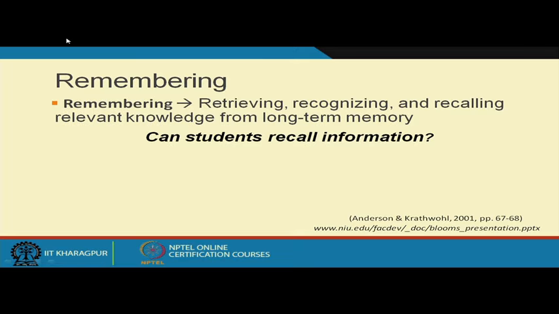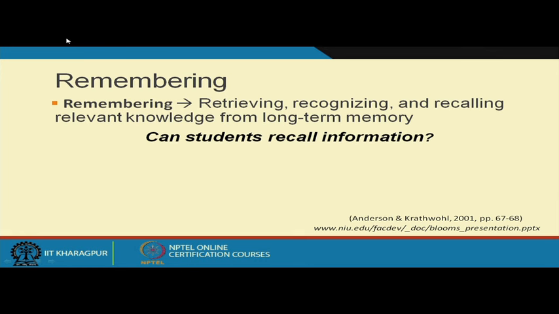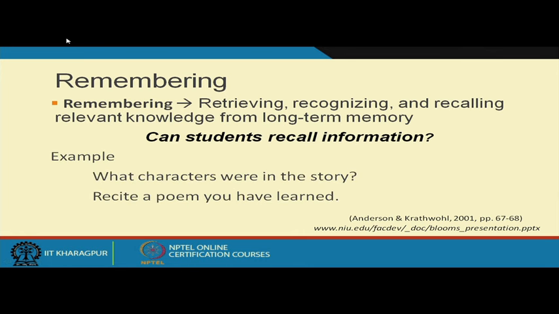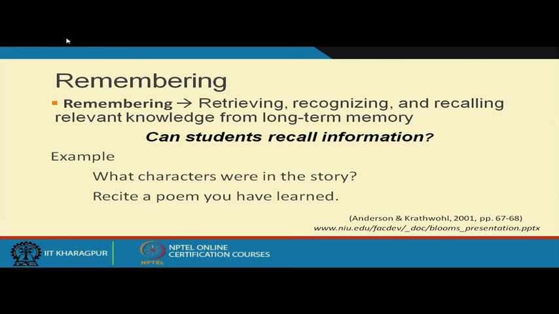So, remembering: retrieving, recognizing and recalling relevant knowledge from long-term memory. Can students recall information? Some examples: What characters were in the story? You have to remember and tell the names of the characters. Or recite a poem. Not explain a poem, just recite a poem.